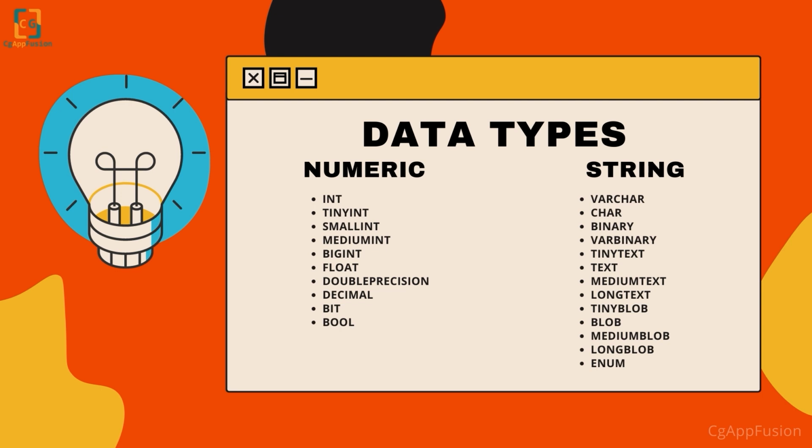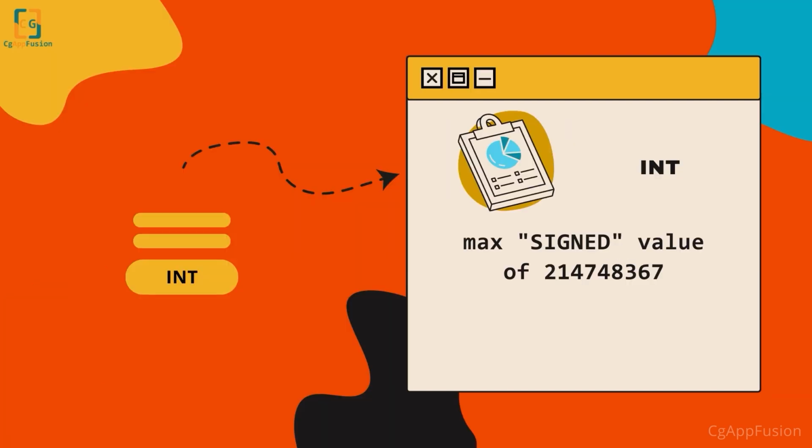I just wanted you to see that there is a lot of different types, but the difference between them is very small. For now, we are going to use int for numbers and varchar for text. So let's talk about int. You can write int or integer, it doesn't matter, but I use int because it's shorter. Int is a whole number.